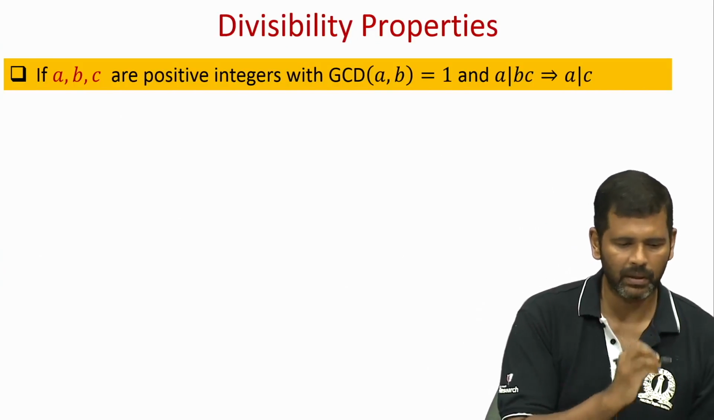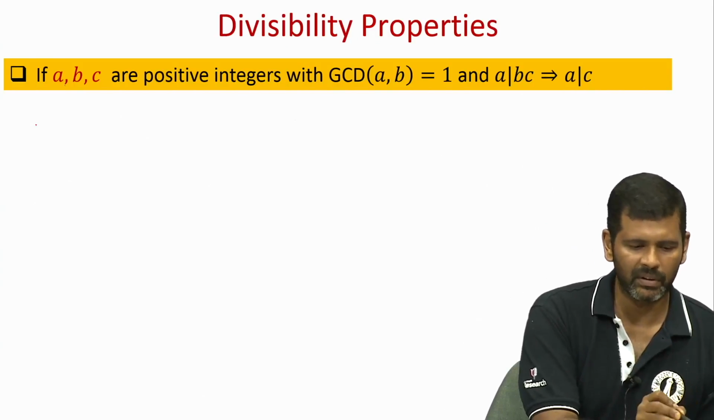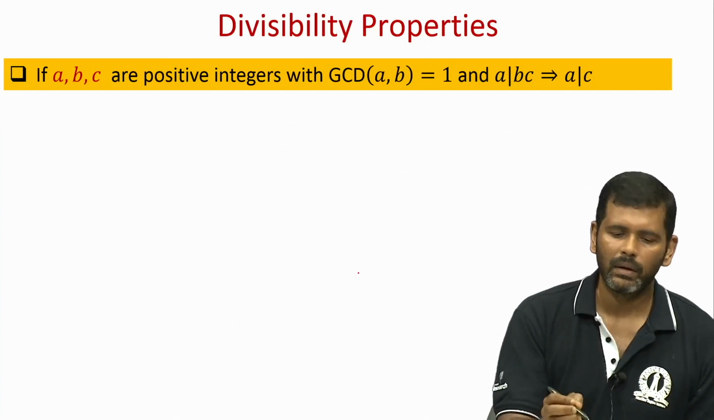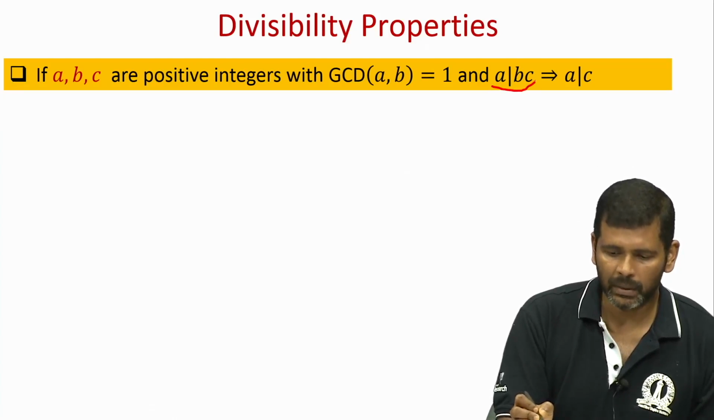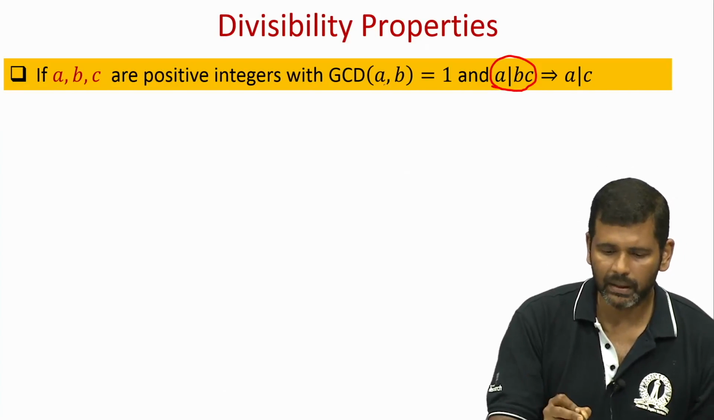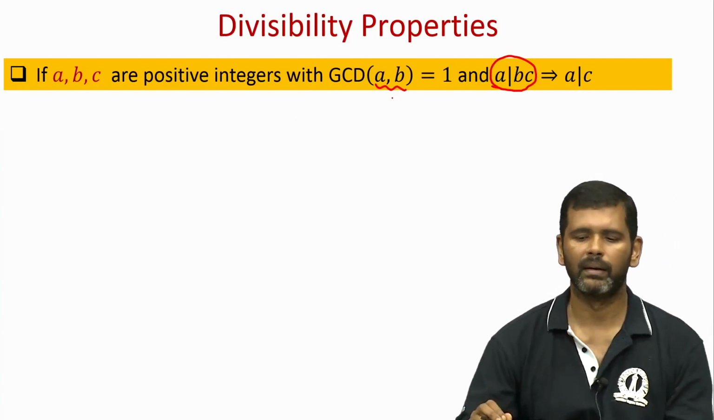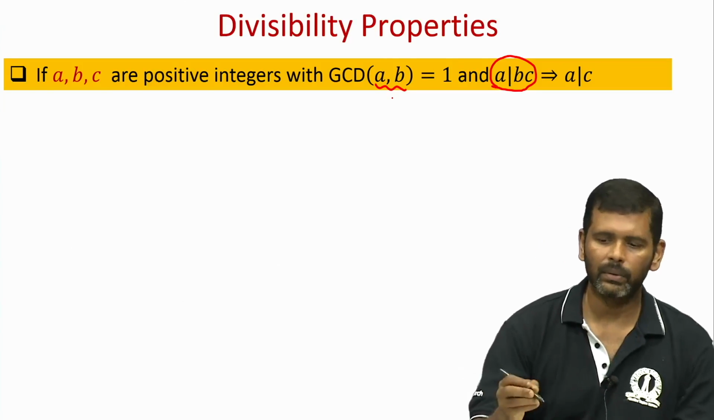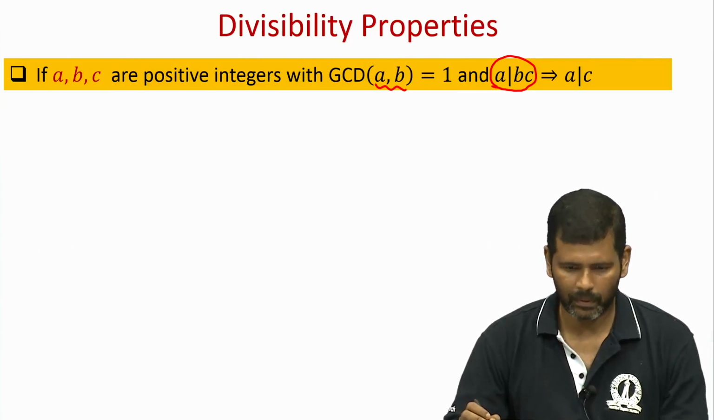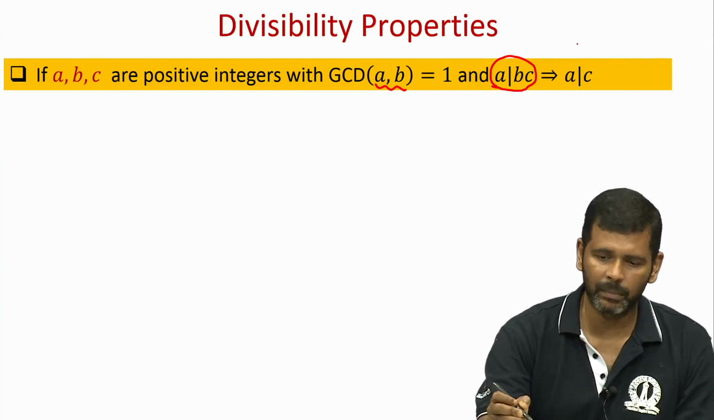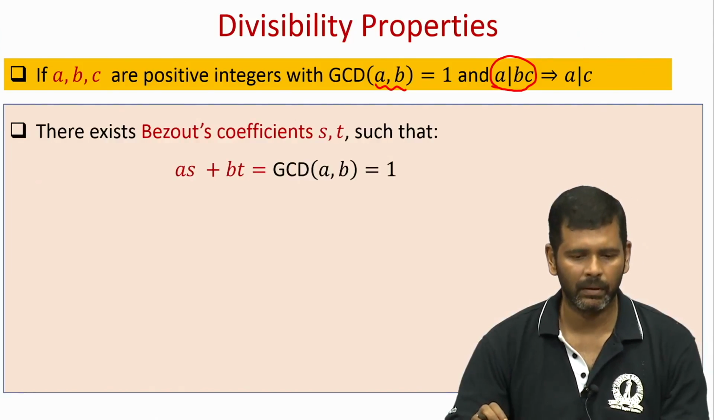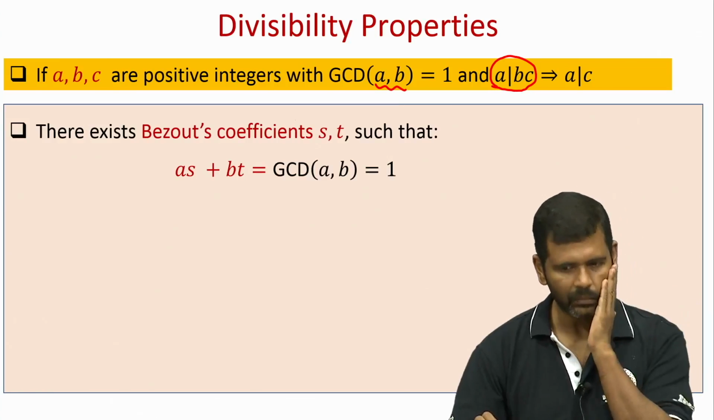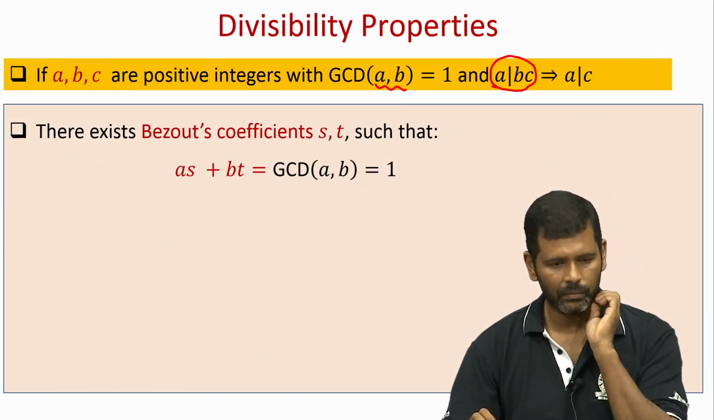The first property is the following. Imagine you are given 3 positive integers a, b, c, and it is given to you that a divides the product of b and c, but a is co-prime to b. Then I can conclude that a divides c. That means, if a divides the product of b and c, but a is co-prime to b, then it must be the case that a divides c. And the proof is as follows.